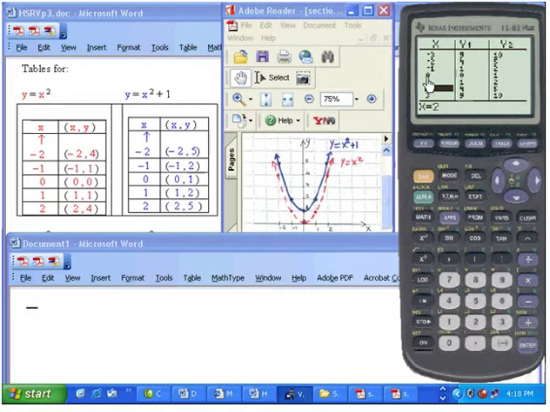Show you one more thing. When x over here, let me just arrow up to highlight, when x is 0 over here, y1, which is y equal to x squared, is 0. Over here, y2 is 1. For the second graph, when x is 0, y is 1 over here. So you can use your calculator to your advantage.